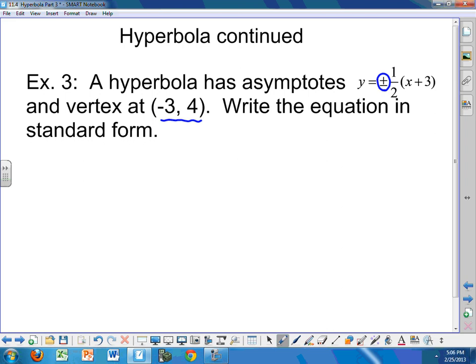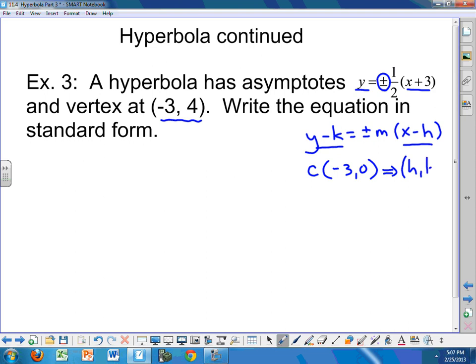Well, obviously, it's good to sketch things out a little bit, but one of the items that we see right away is that in line form, y minus k is equal to plus or minus the slope, m, and then in this case, x minus h. And notice in this case, we do have that negative 3, 0 is our center, or of course, that's h, k. Knowing that that's h, k helps us out a lot because that gives us a place to start.